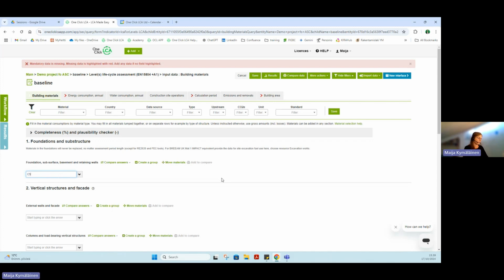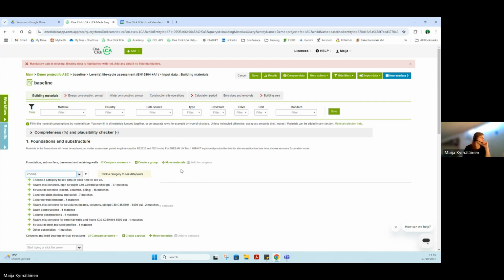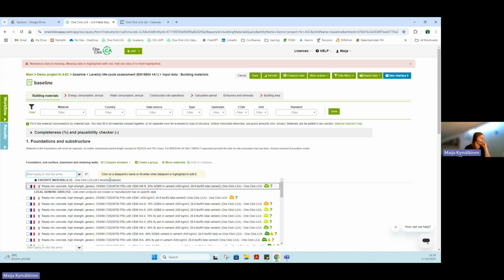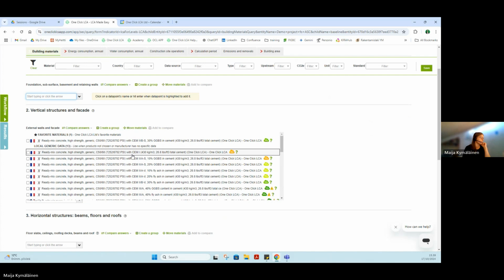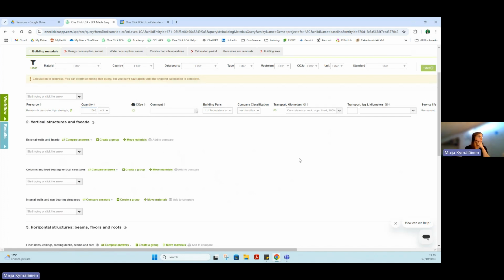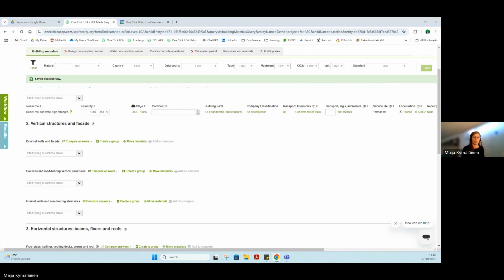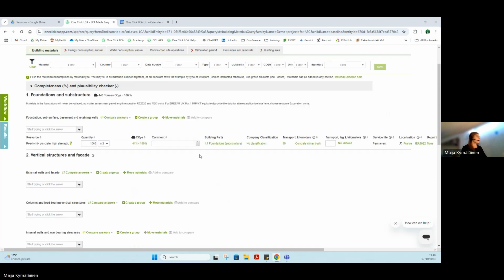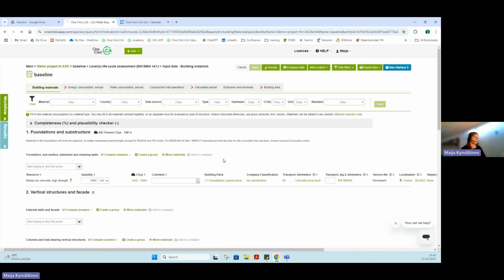So we will have, let's say, C50 to 60 concrete. High strength concrete, let's take a basic generic data point here, and we are adding, for example, 1,000 cubic meters, and then we save and we see what happens. Okay, so that is our carbon footprint. And then we can go see what the results look like.